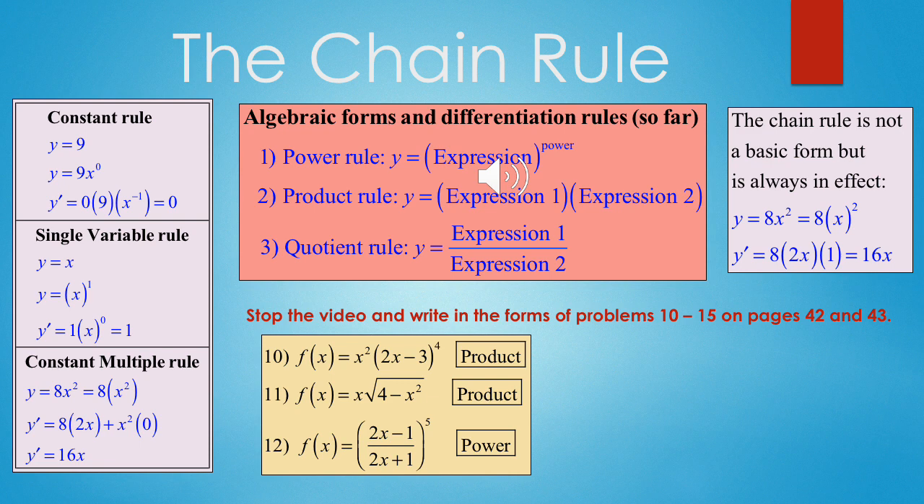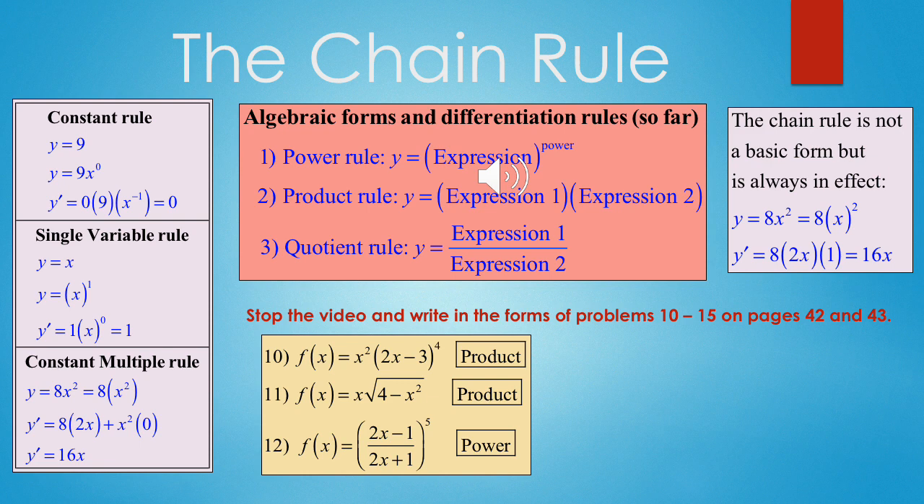Number 10, f of x equals x squared times 2x minus 3 quantity to the fourth, is a product. X squared is one term, 2x minus 3 quantity to the fourth is the other term. Yes, there are powers in there, but the primary form is a product. The same is true on 11. F of x equals x square root of 4 minus x squared. X is one term, and 4 minus x squared to the 1/2 is another term.